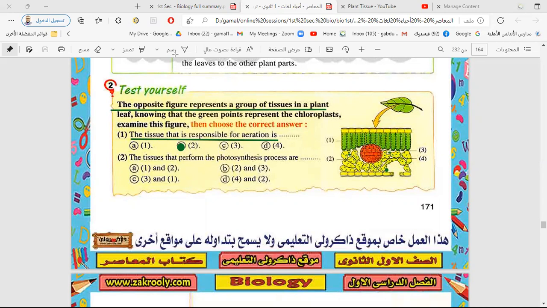Right. The second question: the tissue responsible for photosynthesis. Who can tell where the chlorophyll is? You can see the chlorophyll in 1 and 2. So photosynthesis happens in 1 and 2, the spongy tissue and the palisade tissue.